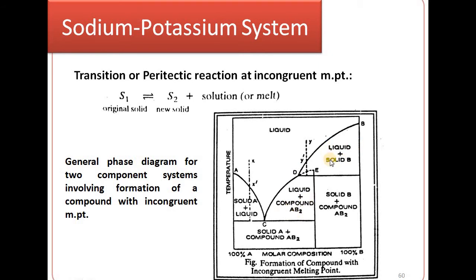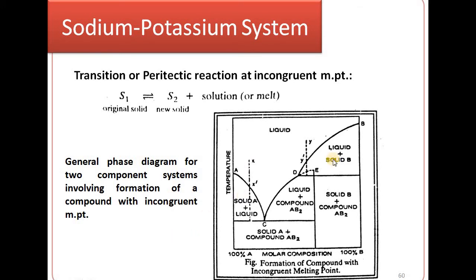No, it will not decompose. It will react with the A in the melt to give the AB2 compound. So on reaching this line, this solid B is giving us this compound. So this compound formation is taking place below this line. So in this area we have two phases in equilibrium, which are compound AB2 and liquid melt.